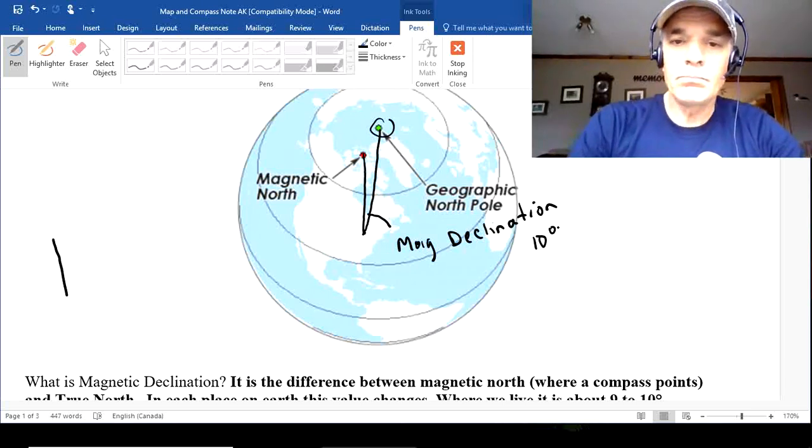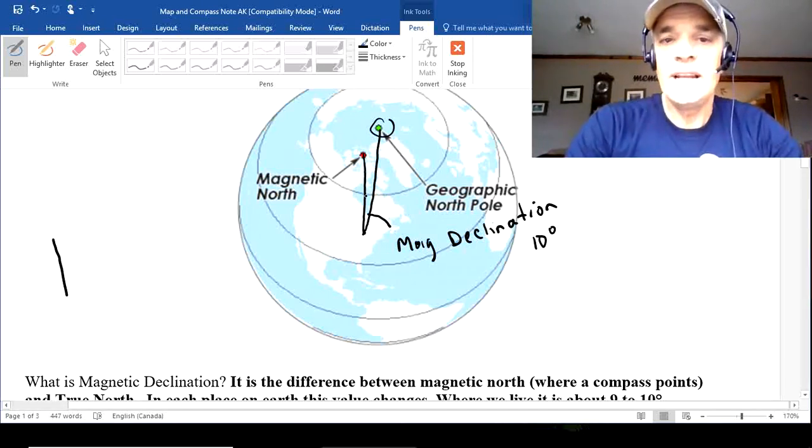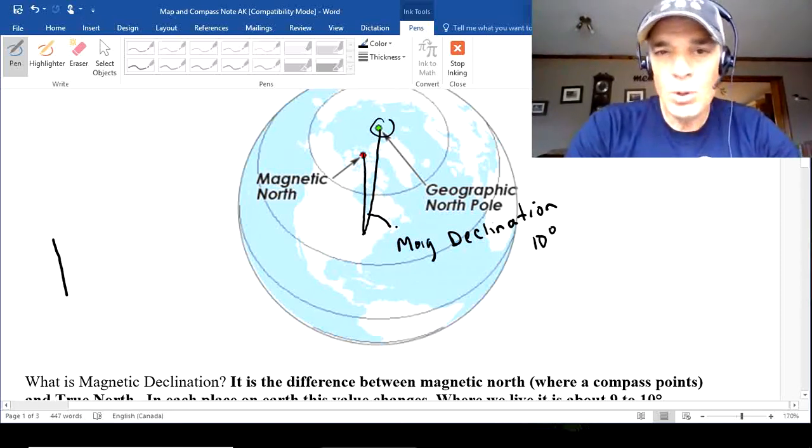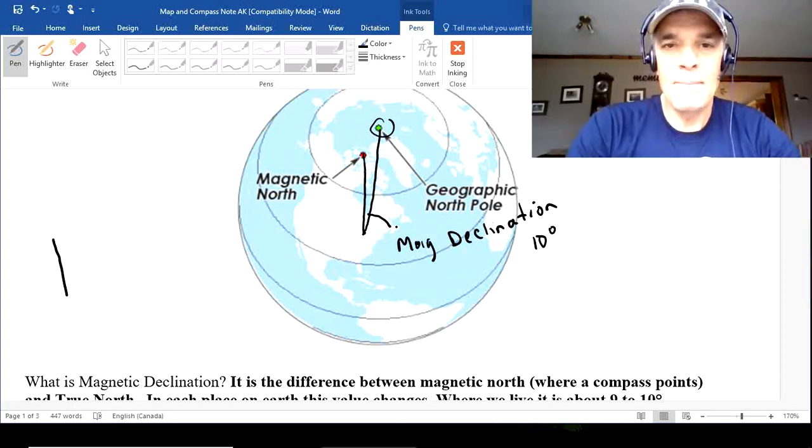And we need to know this if we're looking for really detailed direction travel. But for the most part, for us, it's not that big a deal. We just go with a 10 degree, just nice and easy number.